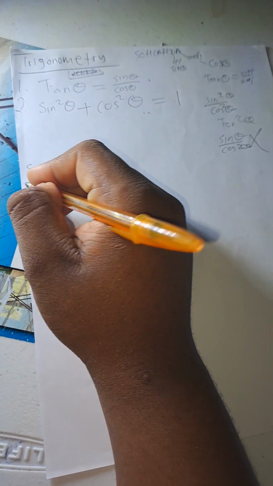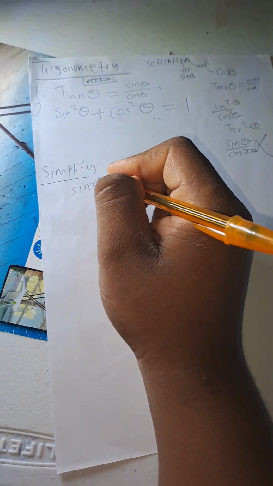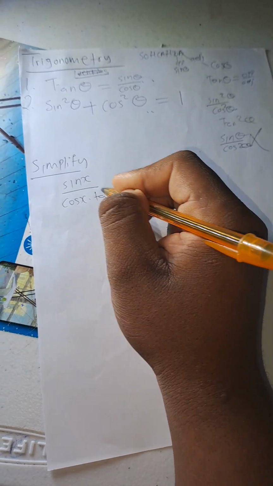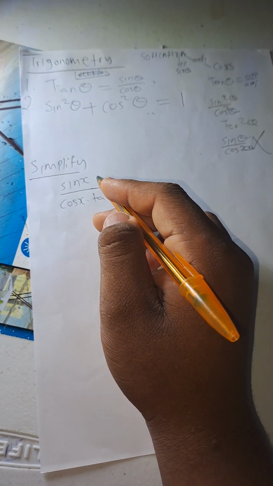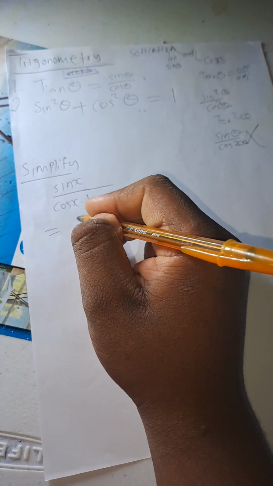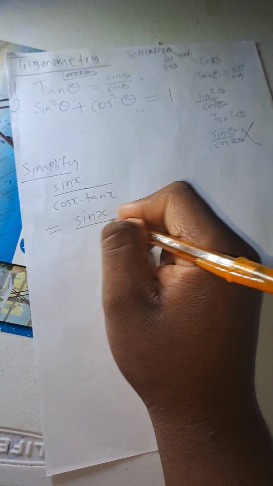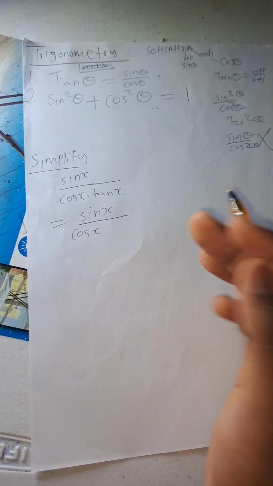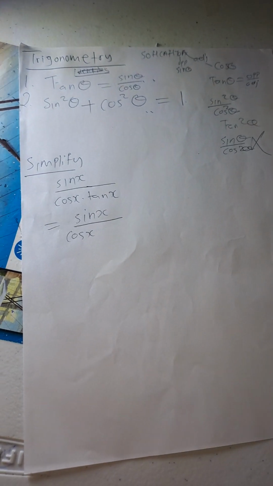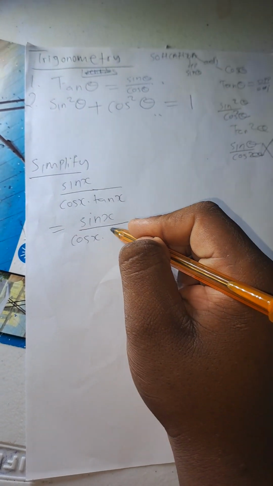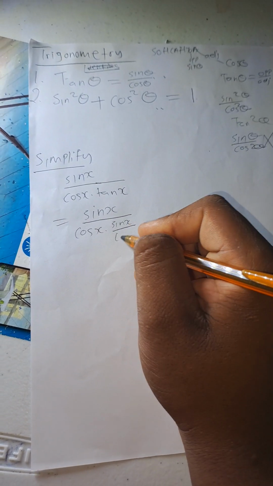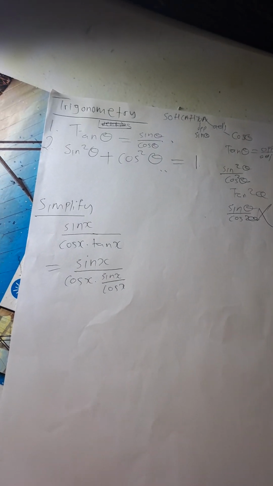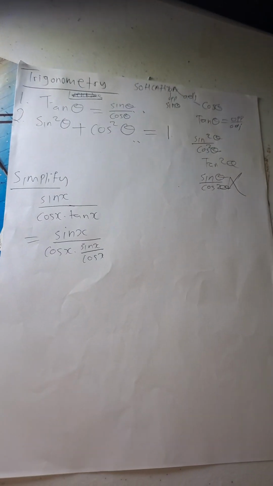So let's just say we have sine x over cos x times tan x. Okay, so this is sine x. I cannot change it to anything, so it's going to be sine x over cos x. I can't change it again. This is going to be cos x. And then you can check something there. There's tan x, so I can change it to sine x over cos x. Okay, so now I can see something there. Do you see something?